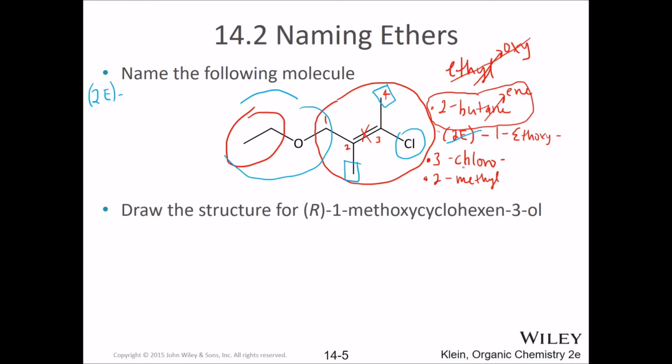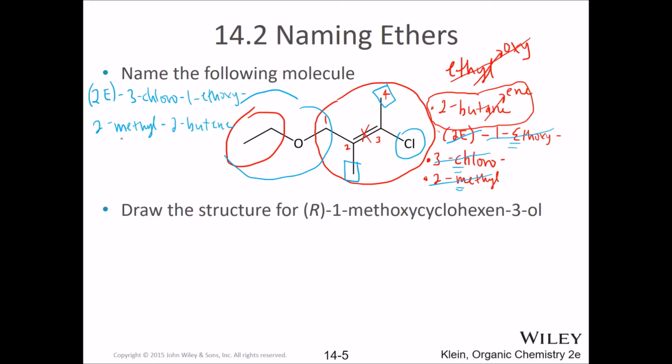Now I've got to go alphabetically: chloro, ethoxy, and methyl. So it looks like it's going to be 3 chloro. Taking care of that. Looks like ethoxy comes next. 1 ethoxy. Taking care of that. 2 methyl. Taking care of that. Aha. 2 butene. And that's it.